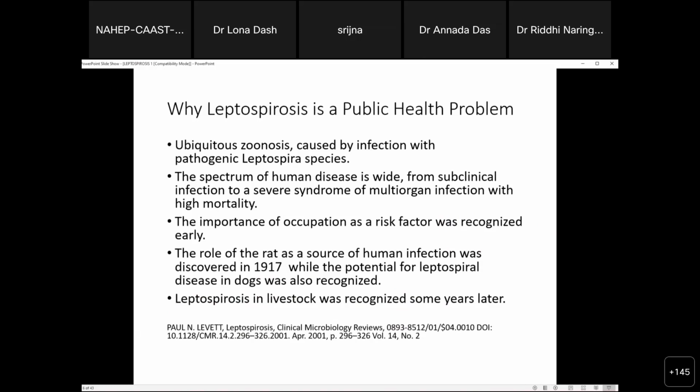The role of the rat as a source of human infection was discovered in the 1900s, while the potential for leptospiral disease in dogs was also recognized. Subsequently, the importance of leptospirosis among cattle and livestock was also brought into public awareness.